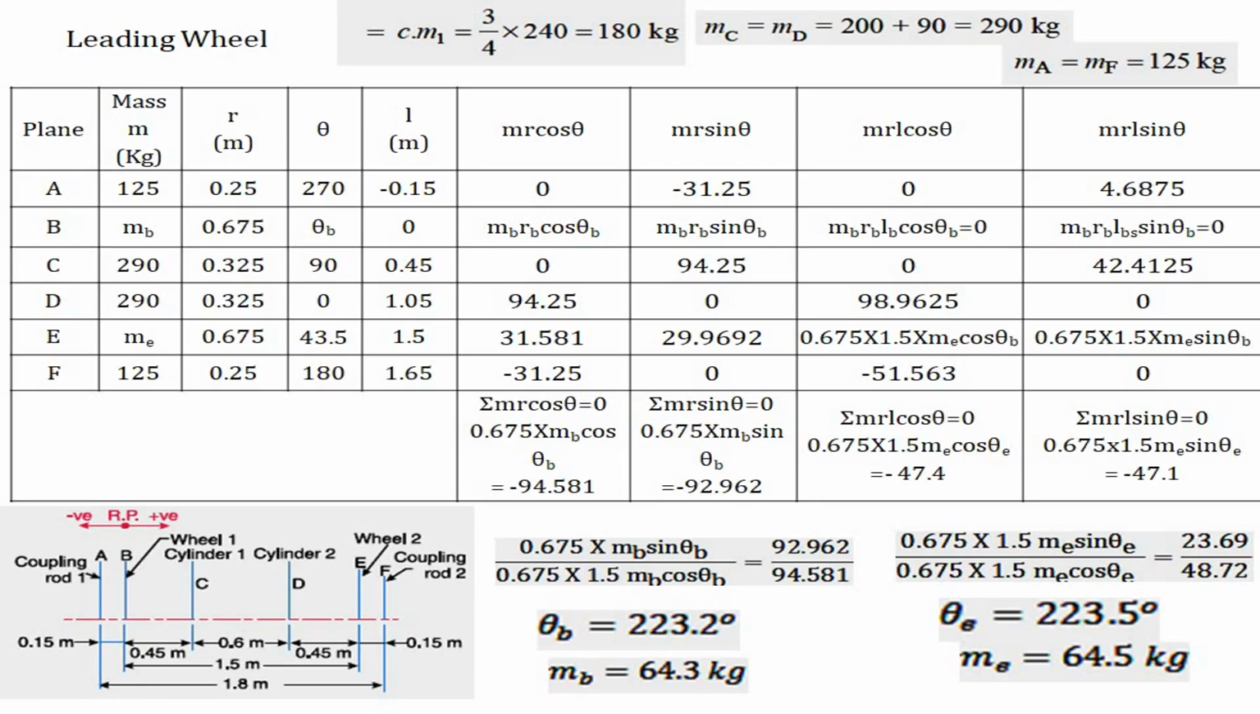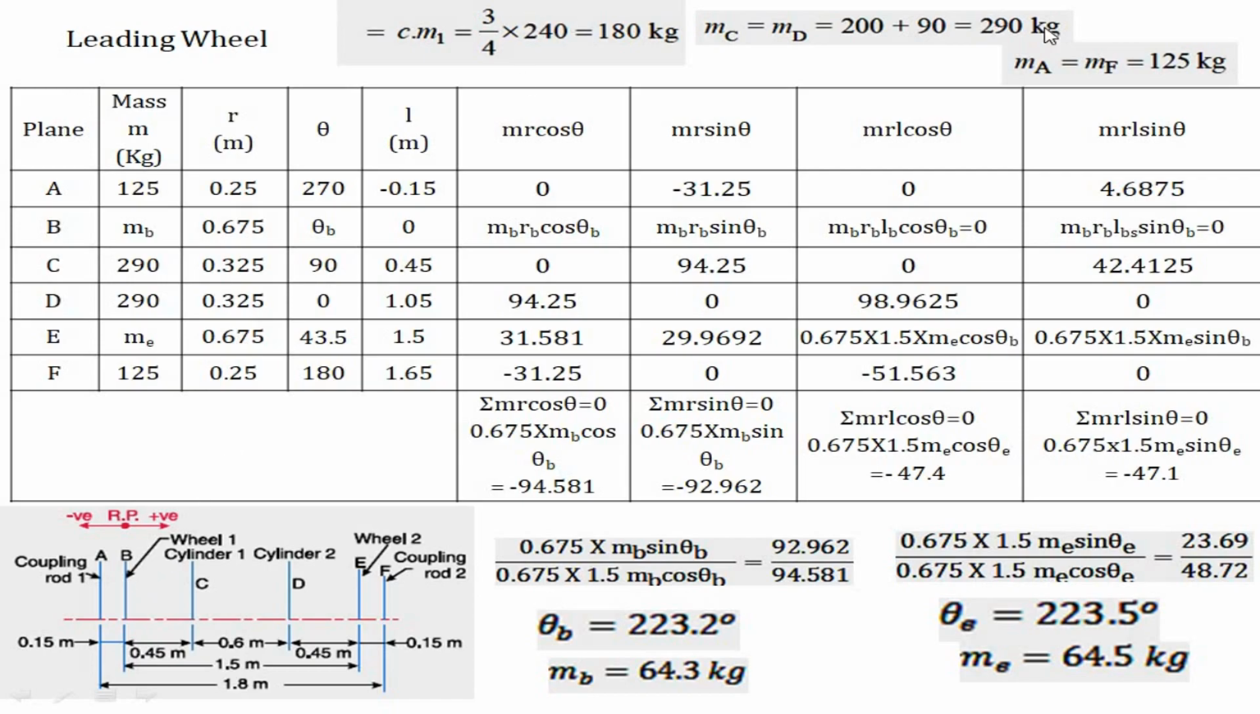As we know, it is not going to be a purely rotating element, but still one consideration that we have to make over here, in which we are going to consider it as a rotating element, and that 250 kg will be divided in two sections. Half of the section will be considered with the leading wheel and half with the trailing wheel. So in planes A and F, which are representing the coupling rod plane, we are going to consider 125 kg in the leading wheel and 125 kg in the trailing wheel.